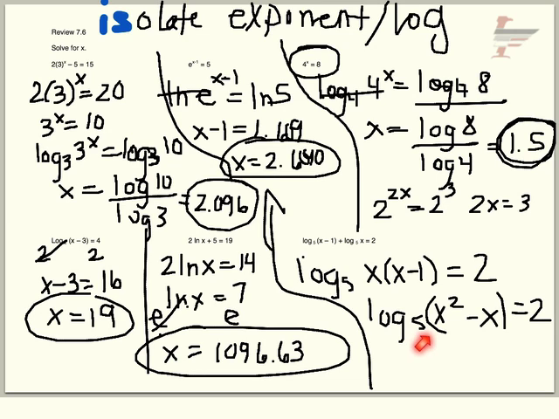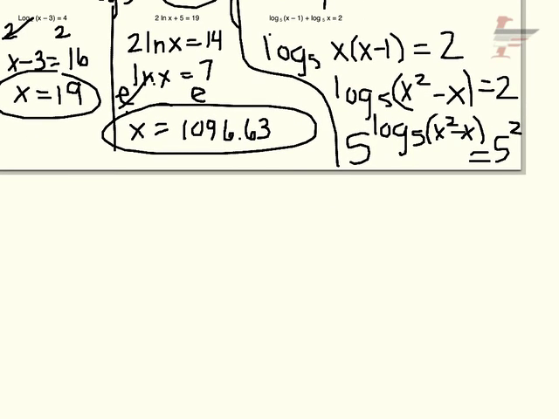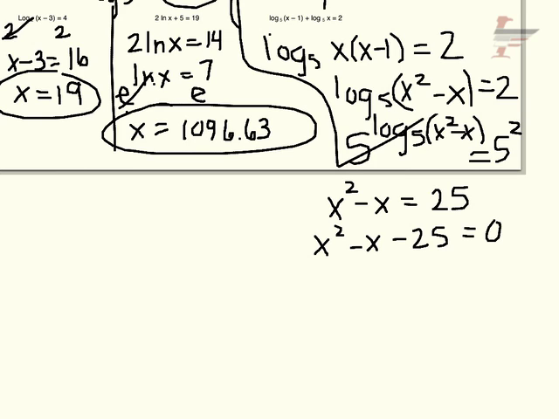Then, since the base of your log is 5, I'm going to exponentiate both sides by a power of 5. So if I do 5 raised to both sides, and simplify that. And when you have 5 raised to log base 5, that cancels out, so you have x squared minus x, and 5 squared equals 25. Then you just have a nice quadratic, so get everything to one side. Unfortunately, that does not factor, but you can use the quadratic formula.